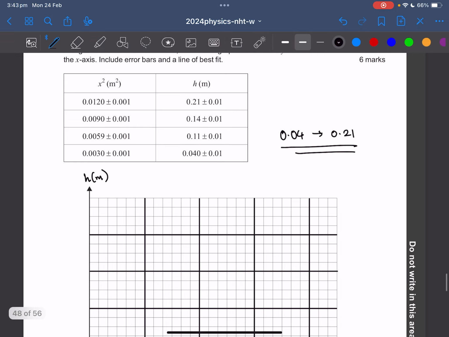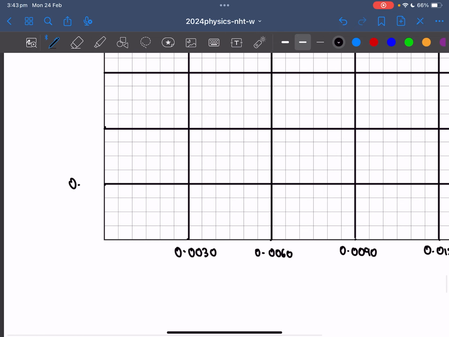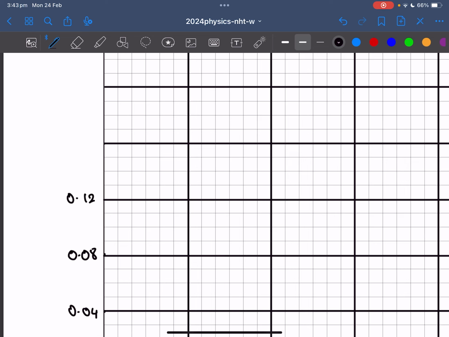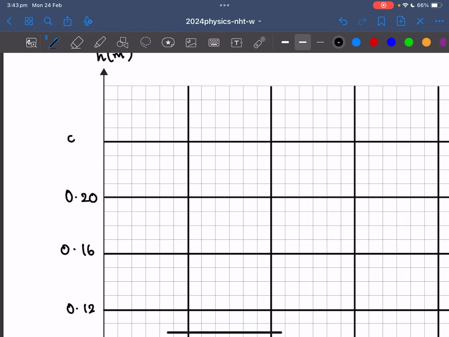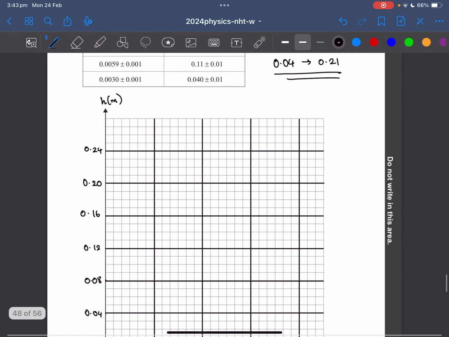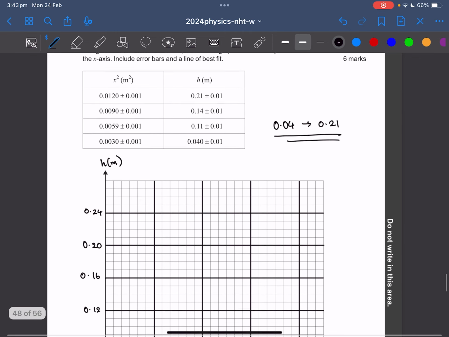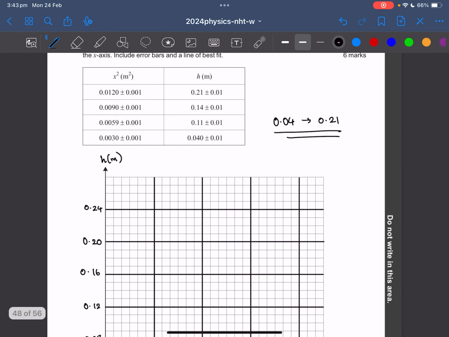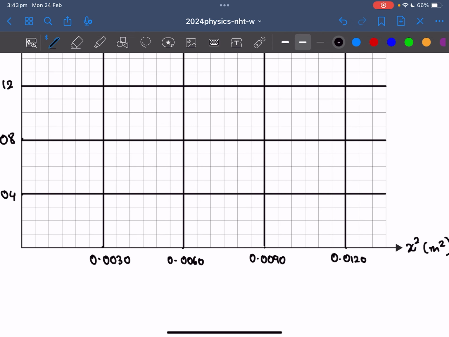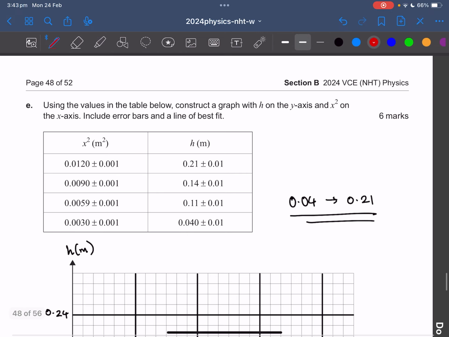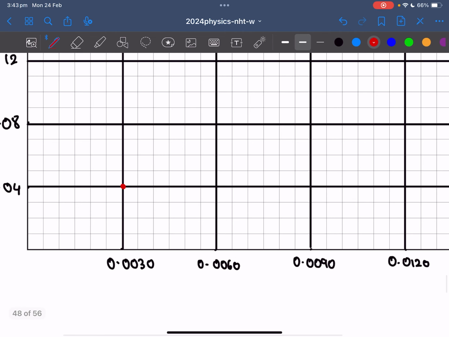Okay, so we are going from 0.04, so 0.04, 0.08, 0.12, 0.16, 0.20, 0.24. Okay, I think that is quite perfect. So let's start. 0.003 and 0.04. So it would be right here, basically. And then in the y direction, we have a scale of 0.01 for the marginal error.